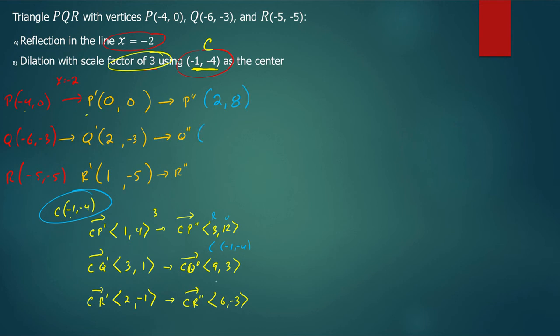And I repeat the same process. So starting at C, which is -1, -4, my center of dilation, this says go right 9 units starting at -1, which puts me at +8. Go up 3 units starting at -4 puts me at -1. And I repeat one last time, starting at my center of dilation, which is -1, -4. So this says go right 6 units, puts me at 5. Go down 3 units, starting at -4 puts me at -7. And so these are the coordinates that I need, right?